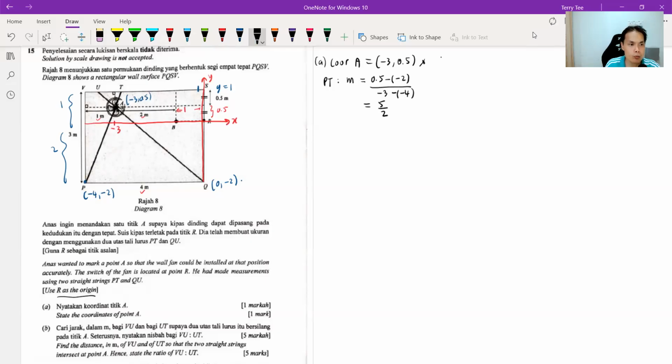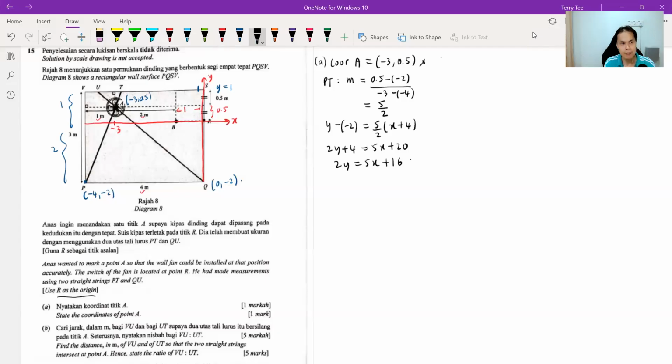Now, PT also passes through point A. You can use point A, you can use point P, up to you. We do y minus y1. Let's say I use point P, it's easier. y minus y1 equals gradient 5 over 2 times x minus x1, so y plus 2. Maybe I times 2 all over, I don't like the fraction. So 2y plus 4 equals 5x plus 20. 2y equals 5x plus 16.